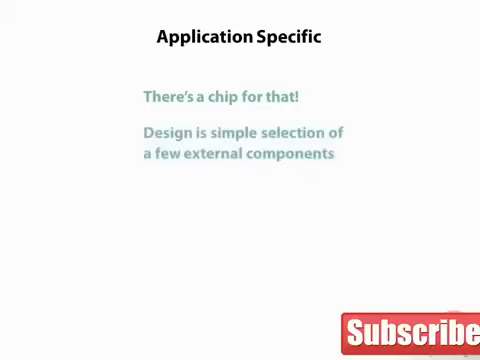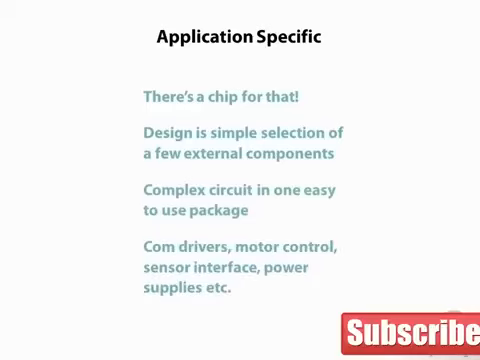There are thousands of chips that are designed to perform a specific application. If you have a need for a particular circuit, do a search first to see if there's a chip available that already performs the function you are looking for, or something that is close. Chances are it already exists and can save you a ton of work. Implementing them into your design may be just a simple task of selecting a few external components to serve your application. Typical applications are communications drivers, motor control, sensor interfaces, power supplies, and a myriad of other applications.